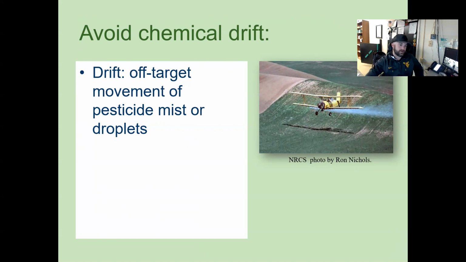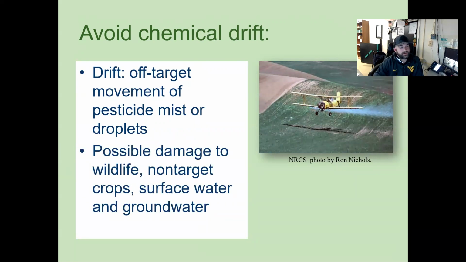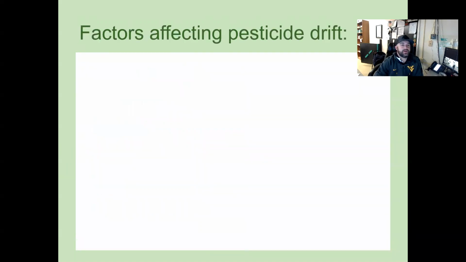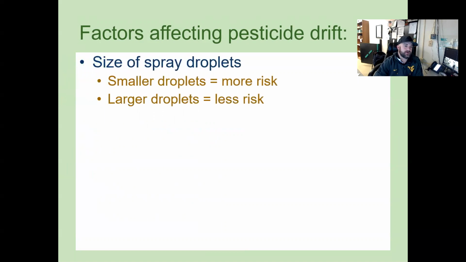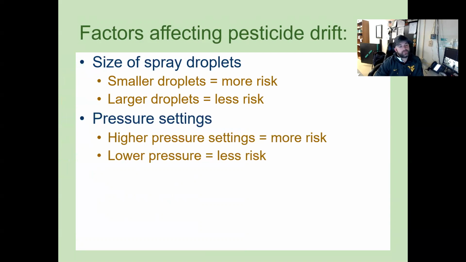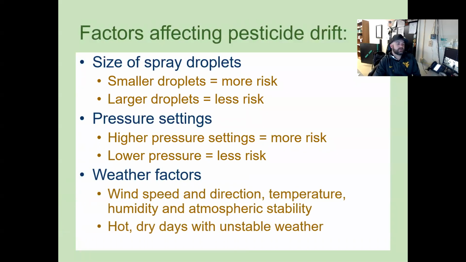So drift is off-target movement of pesticide mist or droplets, possible damage to wildlife, non-target crops, surface water, and groundwater. So some factors affecting pesticide drift: size of spray droplets. Smaller drops are more risk than larger drops. For pressure settings, a higher pressure setting is going to be more risky than using lower pressure. And weather factors: wind speed and direction, temperature, humidity, and atmospheric stability. Hot and dry areas with unstable weather. There's a lot of conditions here that are going to affect how you spray.